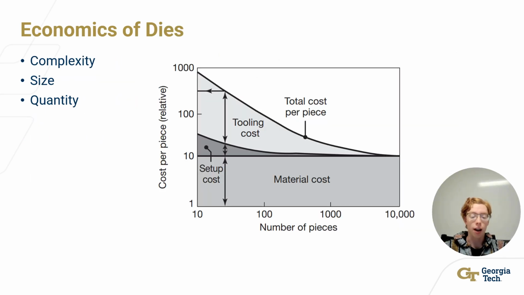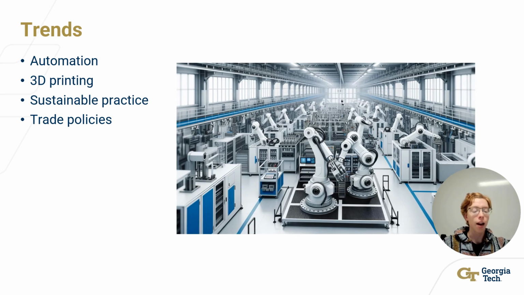The economics of dies depend on the complexity and size of the part, but in general, dies become more economical as the quantity of parts produced increases. This is because dies have high initial cost but relatively low ongoing cost. As the volume of production increases, the cost of the die can be averaged over more parts, making each part cheaper.